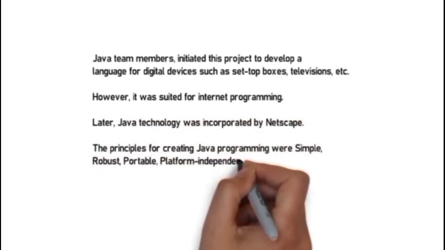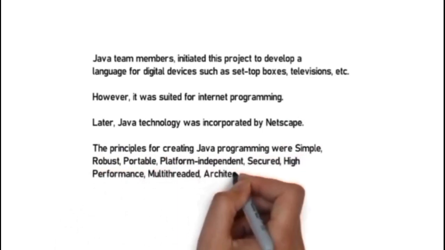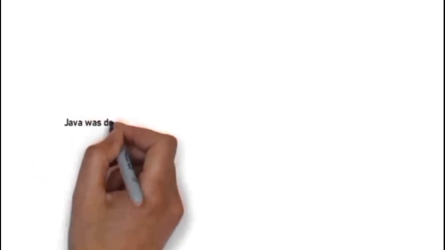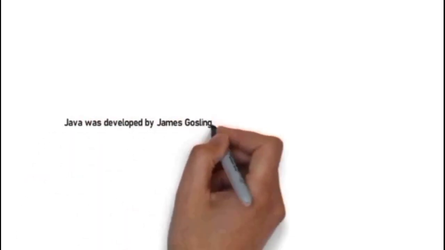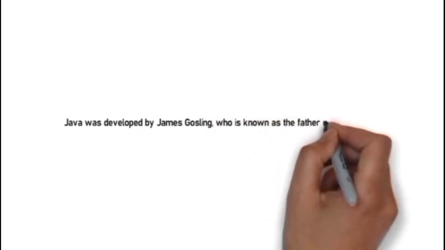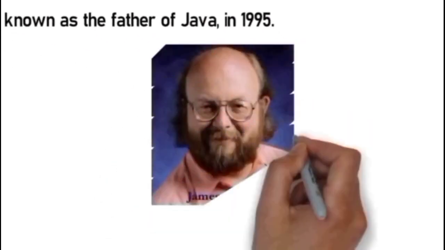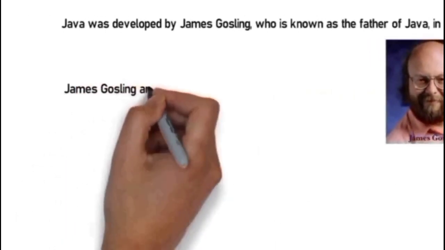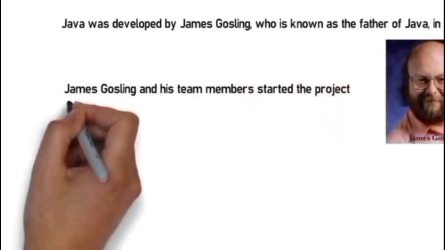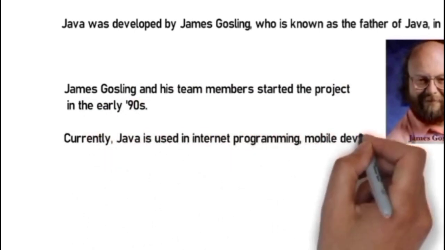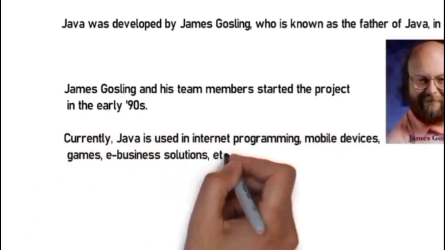The principles of creating Java were: simple, robust, platform-independent, secure, high-performing, multithreaded, object-oriented, interpreted, and dynamic. Java was developed by James Gosling, who is known as the father of Java, in the year 1995. James Gosling and his team started the project in the early 90s. Currently, Java is used in internet programming, mobile devices, games, and e-business.